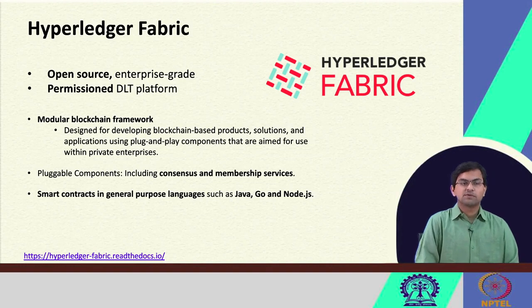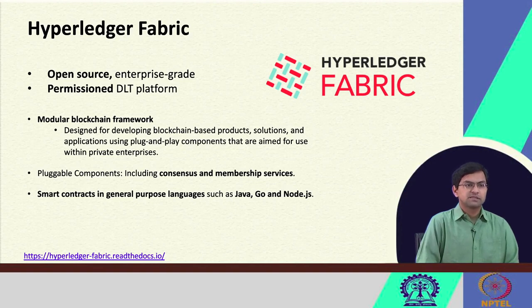So let us learn more about Hyperledger Fabric, this particular project. This is an open source enterprise grade permissioned DLT platform. It provides you the tools and libraries and everything else to set up your own permissioned network, and this particular framework is modular in nature. This is designed in such a way that you can actually plug in your own consensus protocol or your own membership service providing module, etc.